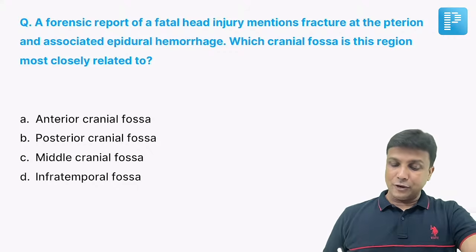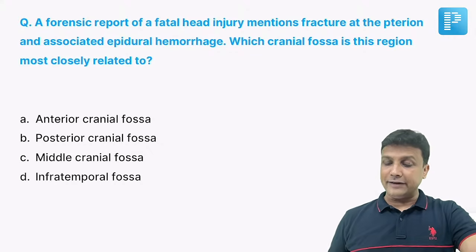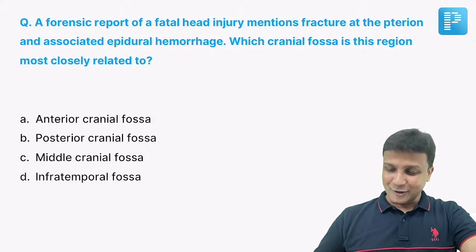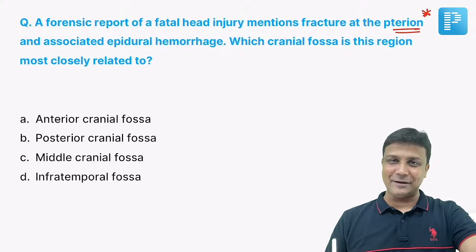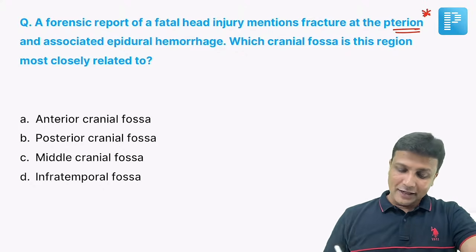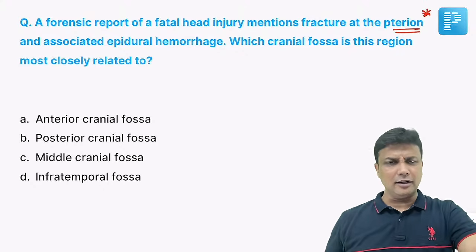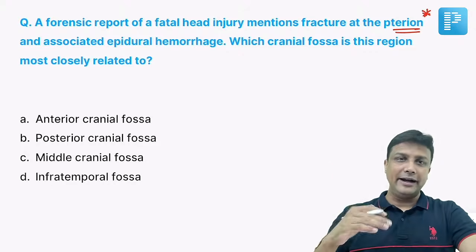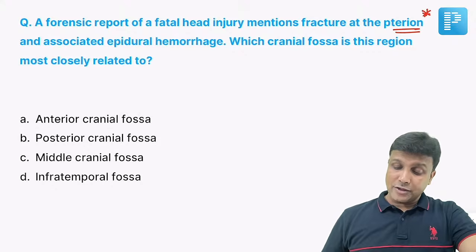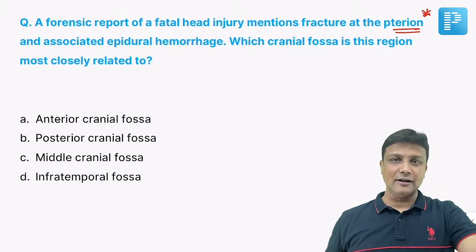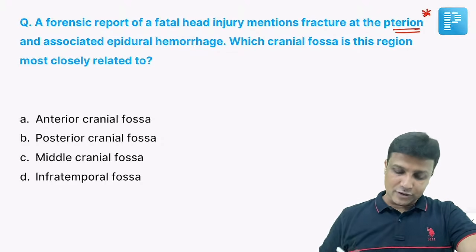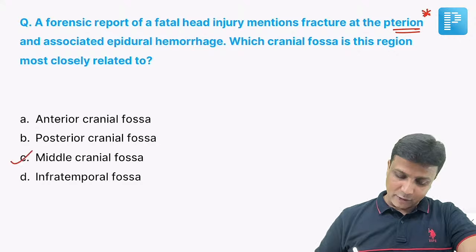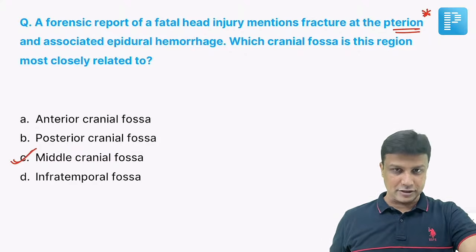A forensic report of a fatal head injury mentions a fracture at the Pterion. I hope you all know this Pterion. It is a trending question nowadays in almost every form of exam. An associated epidural hemorrhage will occur. Of course, at the Pterion, if there is trauma, it will lead to epidural hemorrhage. Which cranial fossa in this region is most closely related? If the Pterion is hit, the cranial fossa associated with it will be the middle cranial fossa.